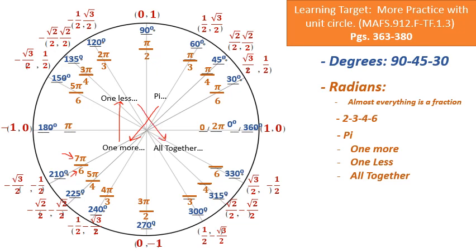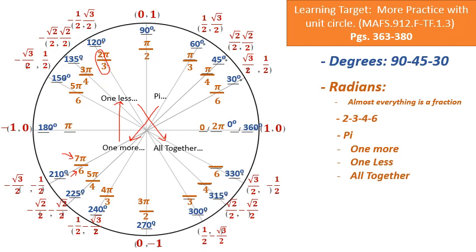Okay, so here's what I want you to do. I want you to take this, look at the 120-degree angle, which in terms of radians is 2 pi over 3, and look at the numbers above that. 2 over 3. One more, one less, all together. All together means we're going to add. If I take 2 plus 3, what is that? That's 5, right?